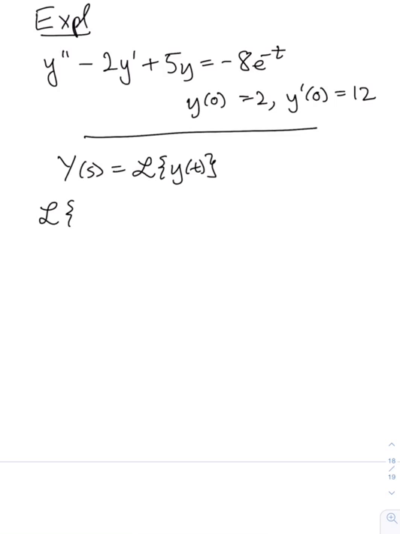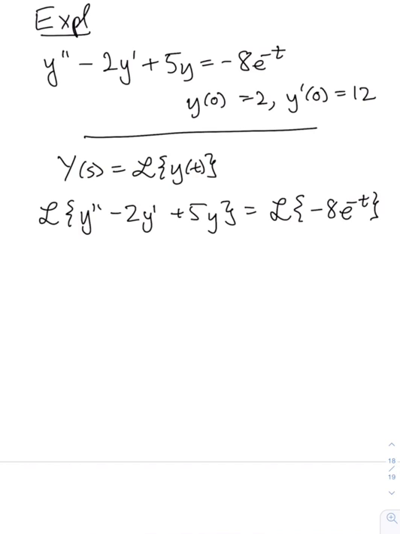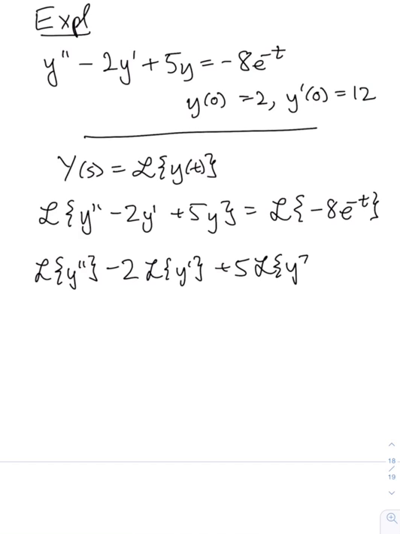Now we start. We take the Laplace transform of both sides. And on the right, I have the Laplace transform of negative 8 e to the negative t. So I've got the Laplace transform of y double prime minus 2 times the Laplace transform of y prime plus 5 times the Laplace transform of y is equal to negative 8 times the Laplace transform of e to the negative t, which we can read off the table: 1 over s plus 1.